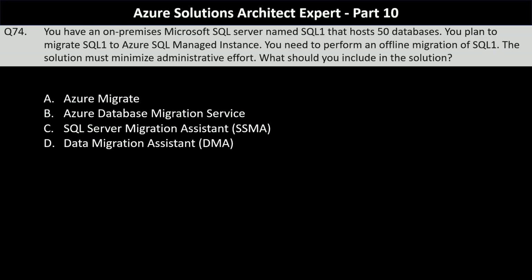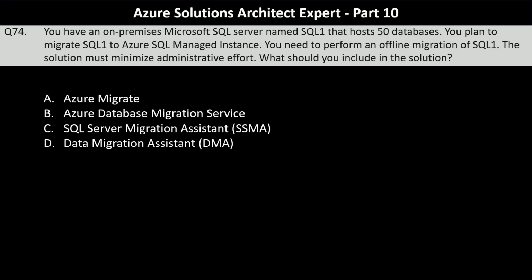Question number 74. You have an on-premises Microsoft SQL server named SQL1 that hosts 50 databases. You plan to migrate SQL1 to Azure SQL Managed Instance. You need to perform an offline migration of SQL1. The solution must minimize administrative effort. What should you include in the solution? Your options are Azure Migrate, Azure Database Migration Service, SQL Server Migration Assistant, and Data Migration Assistant.